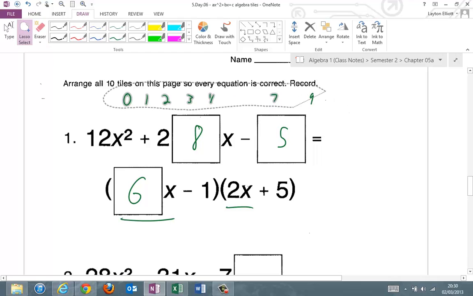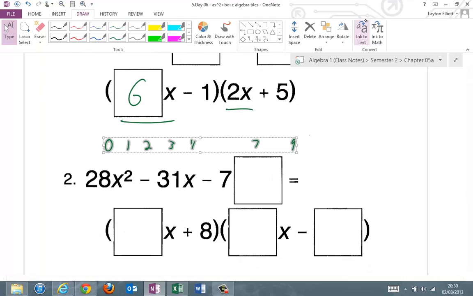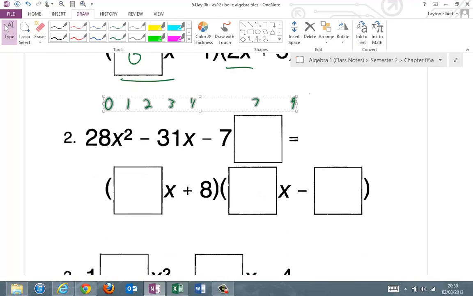Let's carry these down. Then I have 28, 31, 7. And it looks like I'm supposed to multiply two things to get to 28. That should be 7 and 4. So let's try writing it. There looks to be a lot of stuff going on here. Let's just write this as 7 and 4 like that and see what we can come up with.